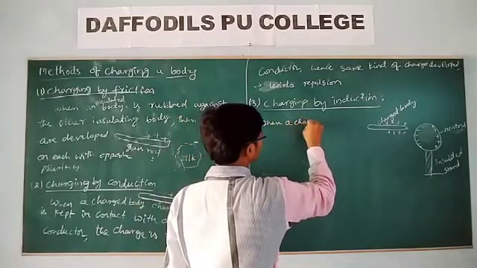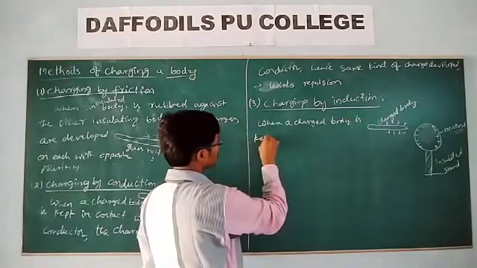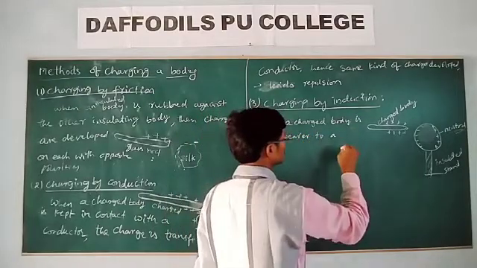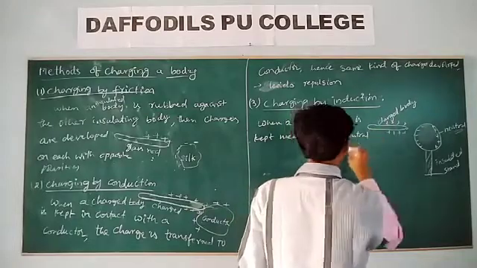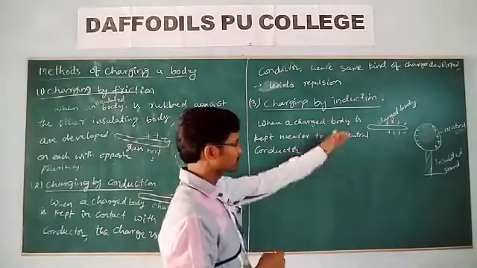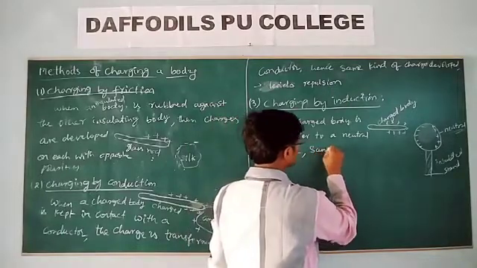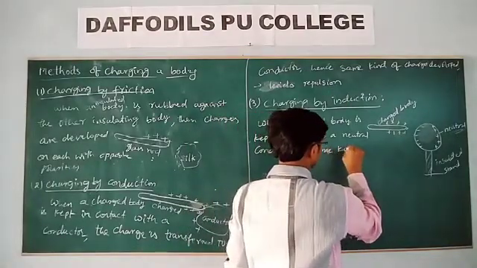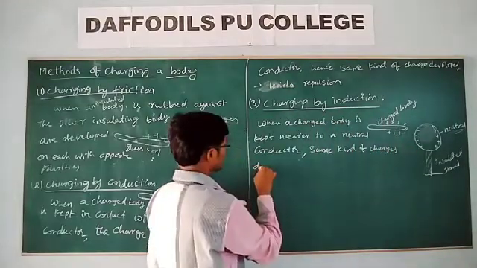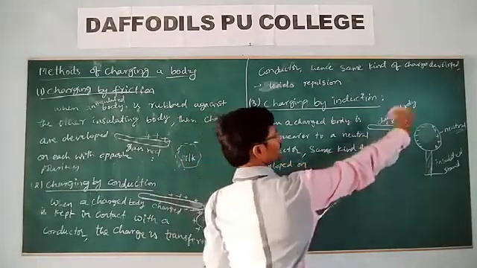When a charged conductor or charged body is kept nearer to a neutral body, neutral conductor, what would happen when it is kept near a neutral conductor? Same kind of charges are developed on the farther end. Is it okay?